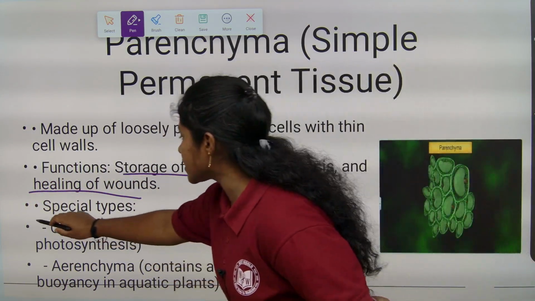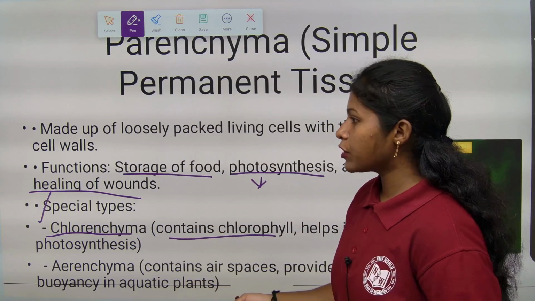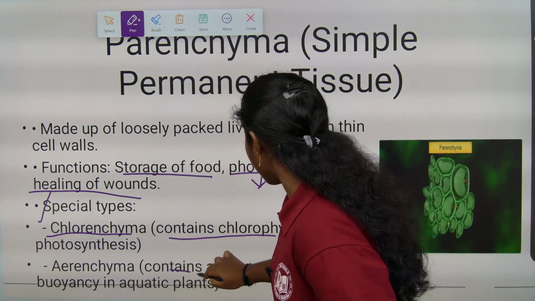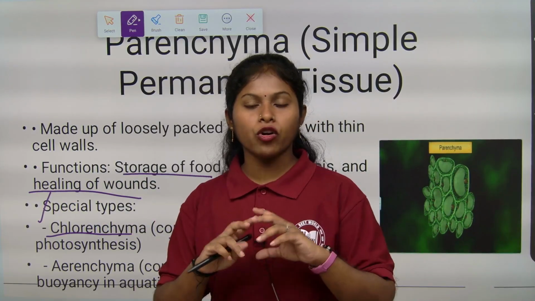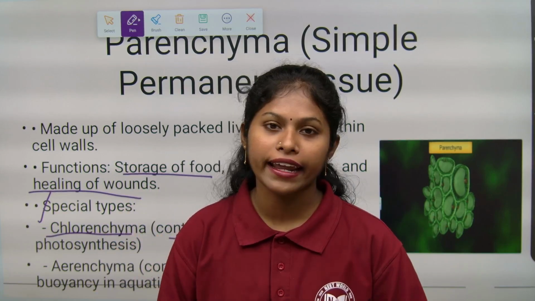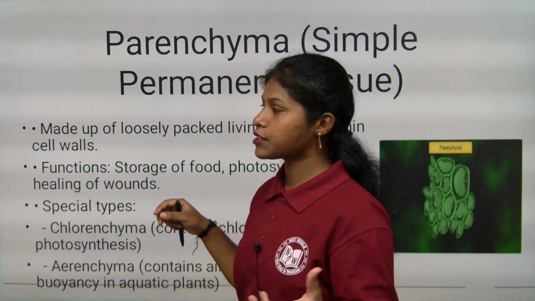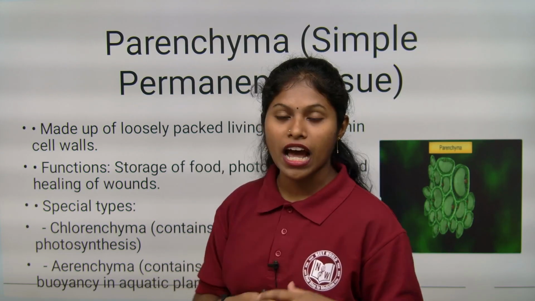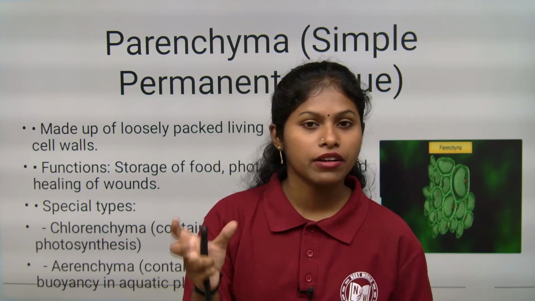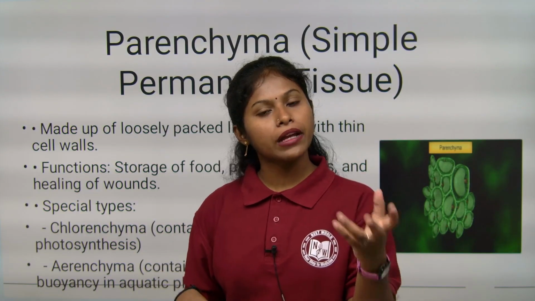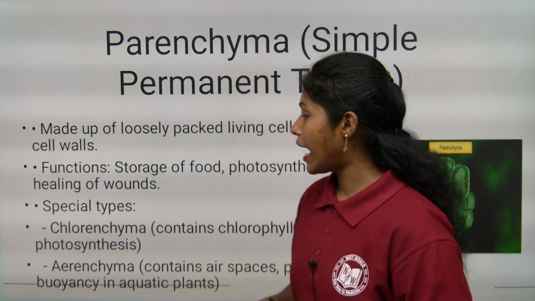And they have special structures, continuously having chlorophyll, helping in photosynthesis. And coming to the aerenchyma, children, it contains air spaces. It provides a buoyancy condition in the aquatic plants. The floating of the aquatic plants is due to the aerenchyma cells, because they have air spaces. The parenchyma cells have a prominent nucleus and a large central vacuole, because the main function of the parenchyma tissue is food storage, and it also stores waste materials like resins, tannins and crystals.